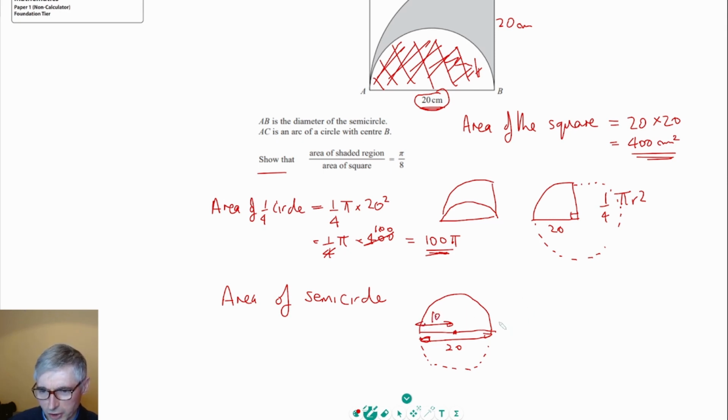So what we've got is half of a circle, so we've got pi r squared, but this time it's half of that. And in our case, the radius is 10. So it's going to be half times pi times 10 squared. And so that's half times pi times 100. And if I cancel the 2 there and the 100, that'll make 50. So we can see the area of the semicircle is 50 pi.